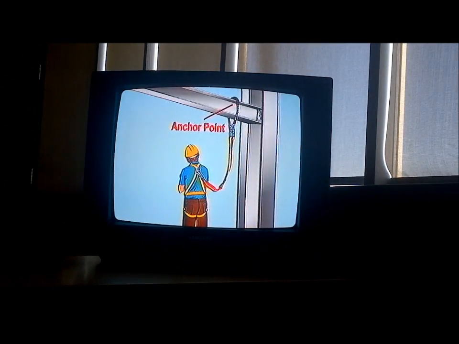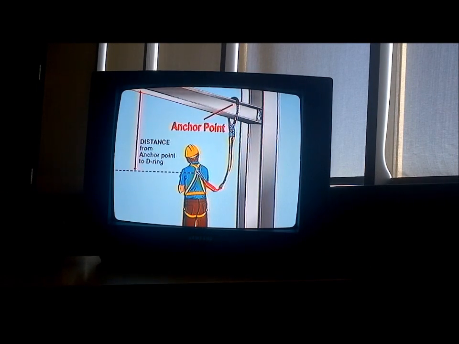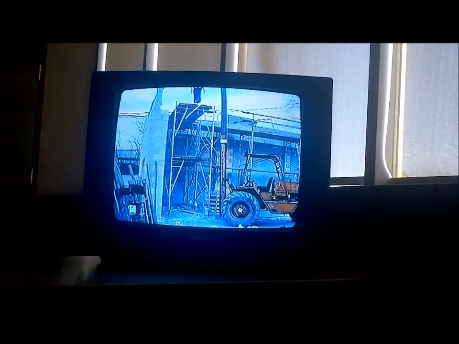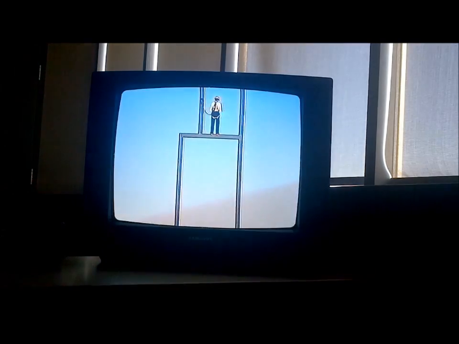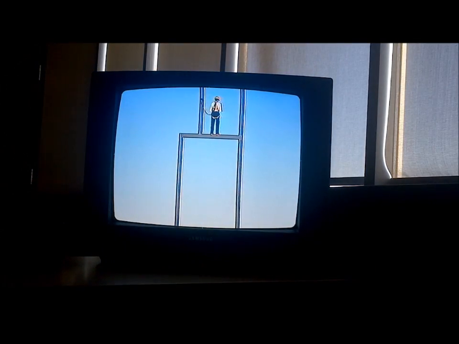When tying off, always select an anchor point as high as possible above your D-ring to minimize fall distance. Shock-absorbing lanyards cushion the force of a fall, but they also lengthen the fall, as shown in this demonstration. The system must be arranged so that you can't hit any surface or object below the work level.